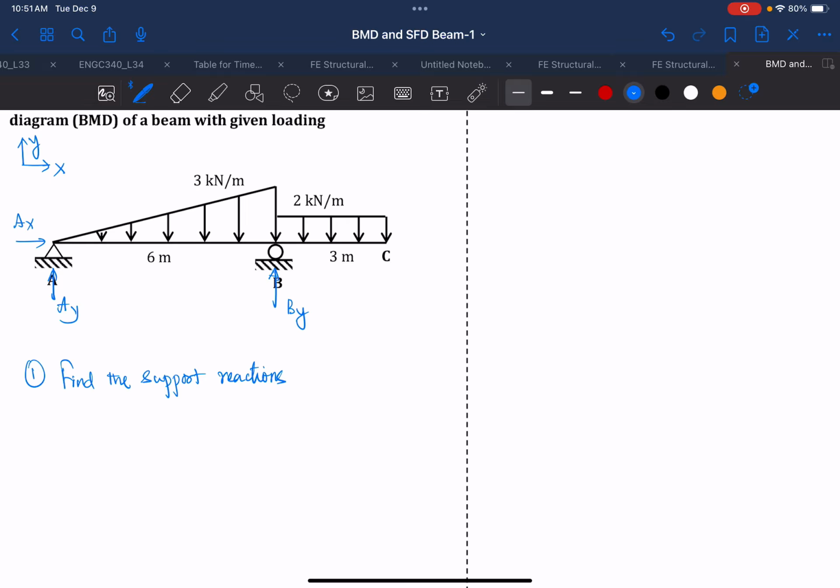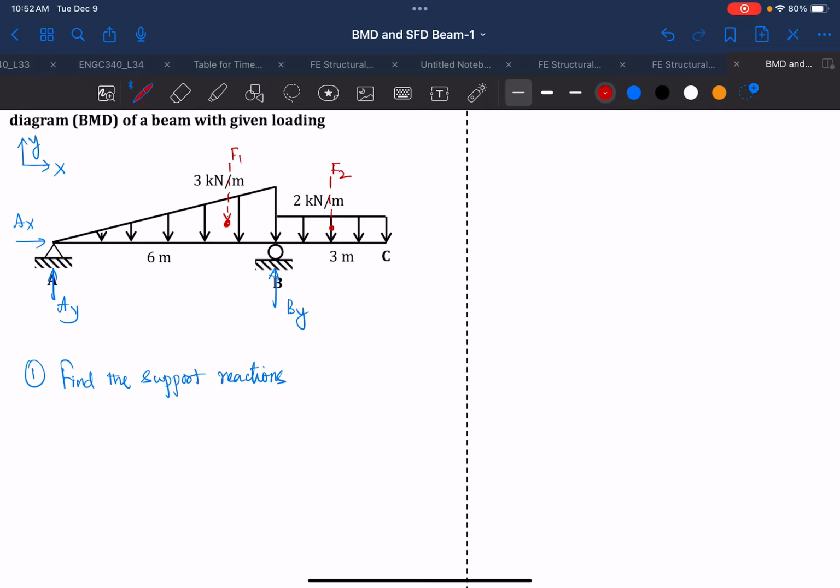In order to find the support reactions for this particular problem, we have to convert into a point load or concentrated load, as the given load here is a distributed load. If we convert them into a point load, we know that it will always act at the center of mass. So the center of mass of this loading from A to B will be around here. We'll say that is F1, and then the center of mass for the uniformly distributed load will be exactly at the middle. We'll say that is F2.